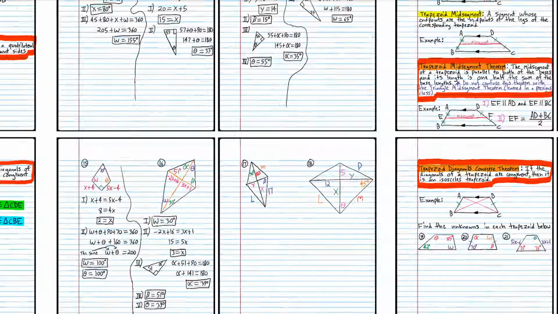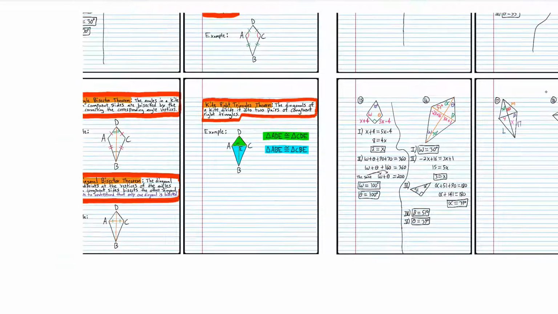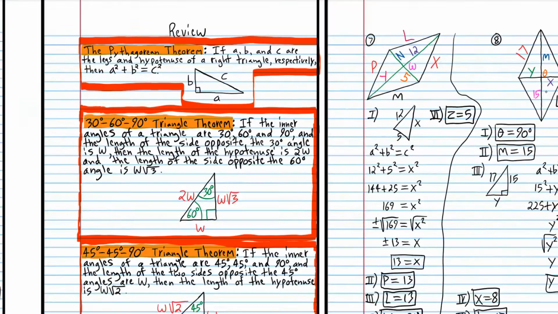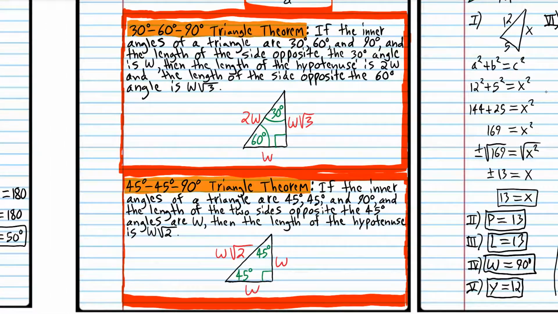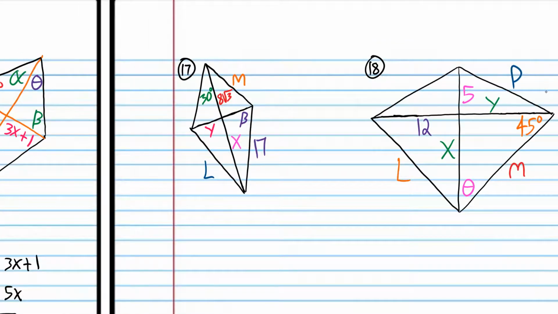All right, so now we're ready to go on to some more of these special triangle problems. Now again, if you didn't get screenshots of these special triangle theorems, go ahead and do that now, because you're going to need these. I'm going to do 17. First of all, L, that's really easy. That should just be 17, right? So that was easy.